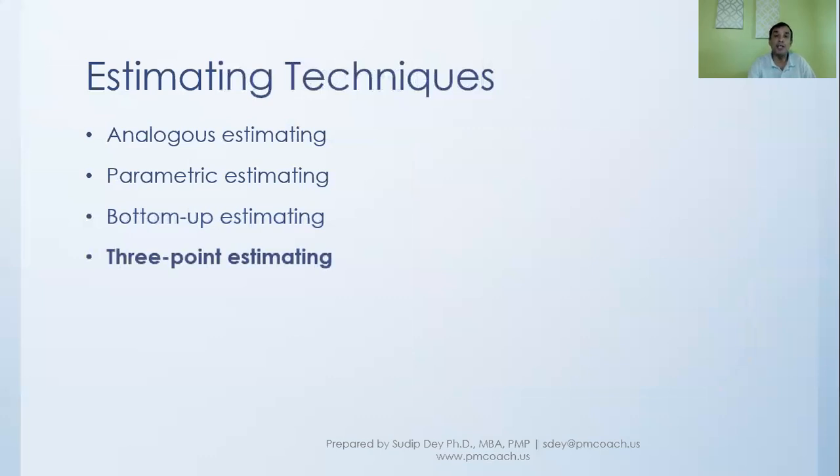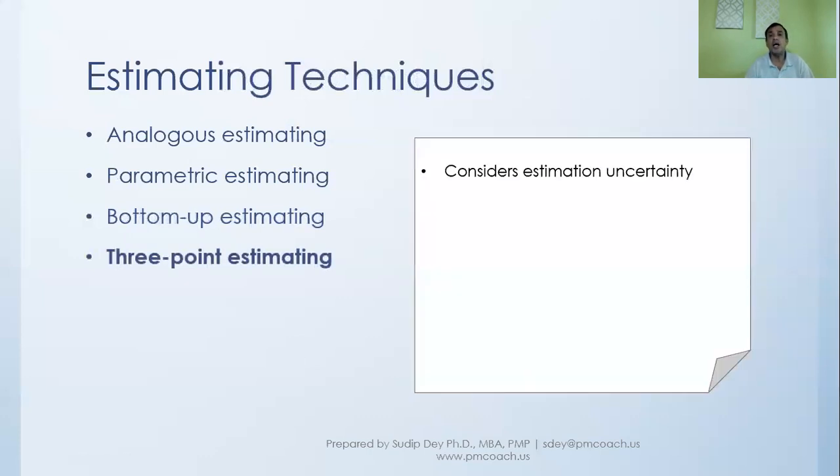Now, there is another, which is 3-point estimation. Now, this estimation technique really is about considering the uncertainty. Now, let's think about that for a moment. When we are estimating, maybe I have an activity to be done and I want to estimate how much time it will take. Maybe I talk to the team member to figure out how much time it will take.